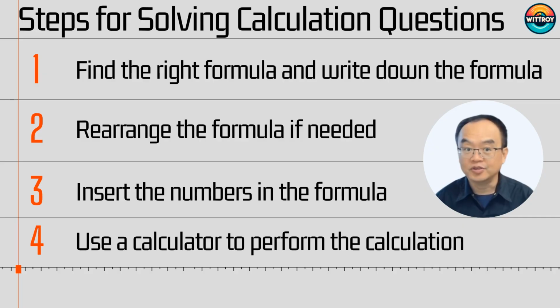Step 2. Rearrange the formula if needed, putting the subject variable you are trying to find on the left side of the equal sign and moving all other variables to the right. This is called transposition. Step 3. Insert the numbers in the formula. Be careful with the units. Make sure the units in the formula match the units in the question. If not, you need to do a unit conversion first.